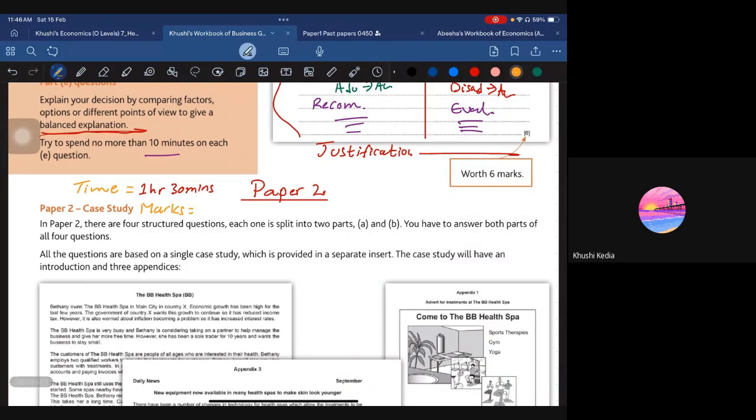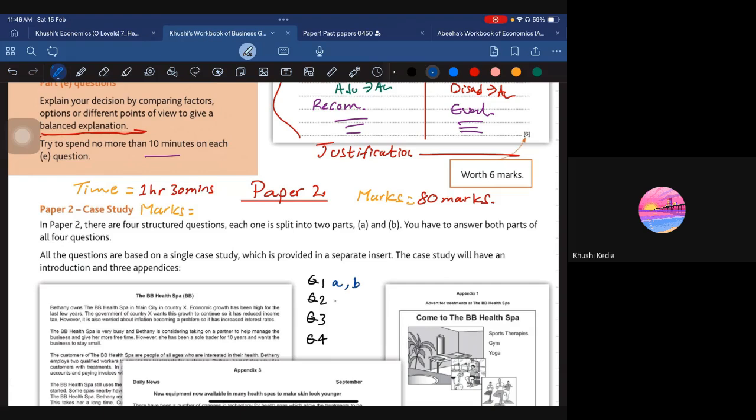Okay, so Rishi, the marks that we have here are 80 in total. And we said there are going to be four questions: question number one, two, three and four. The first question is A and B, then again A and B, then again A and B, then again A and B. We have an 8 marker and a 12 marker, 8 and 12, 8 and 12, 8 and 12.